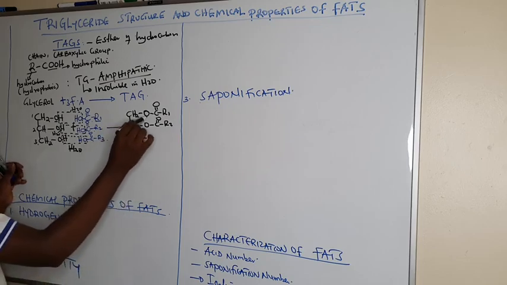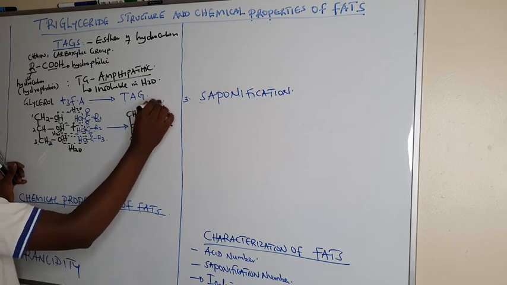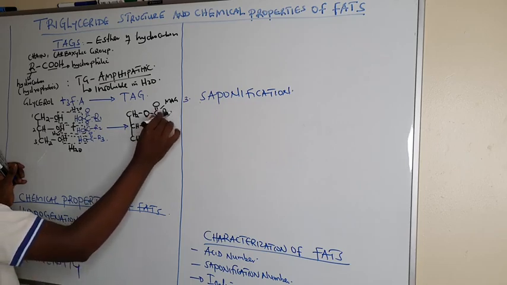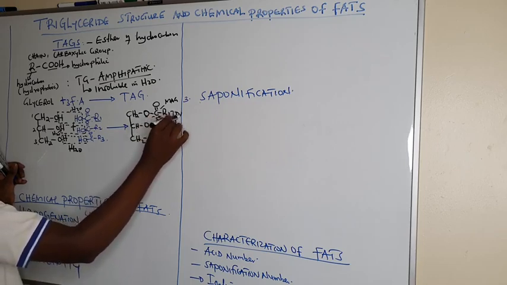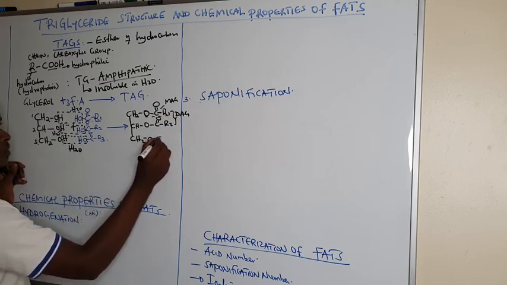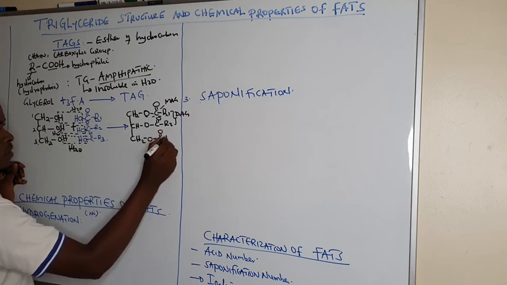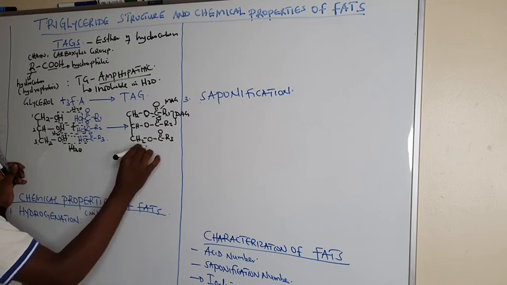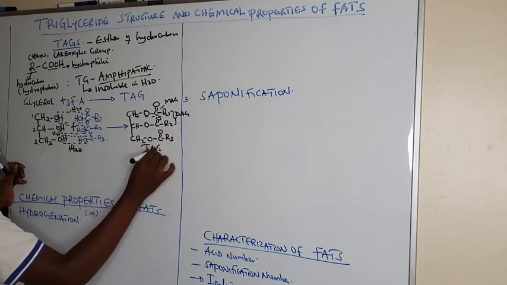So if we have only one fatty acid chain, this one we call monoacylglycerol. If it is having 2, we call it diacylglycerol, that is DAG. And when it has 3, we call it triacylglycerol. So this is the structure of triacylglycerol.